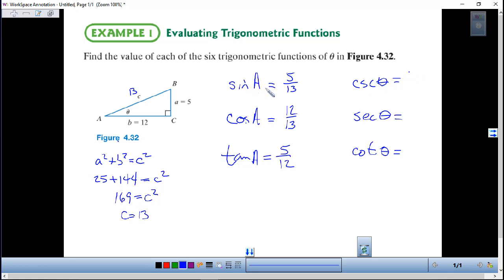So cosecant being the reciprocal of sine means that this is going to be 13 over 5. This one's going to be 13 over 12. And this one's going to be 12 over 5.